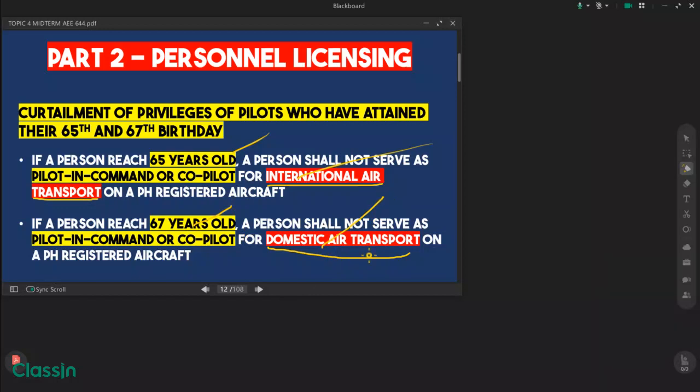Okay, so pag ang tanong, what is the limitation? Ibig sabihin nun, pwede lang po magpalipad ang isang piloto sa international air transport kapag below 65 years old. Ibig sabihin, 64 years old lang yung pinaka-maximum. So kapag domestic naman, below 67, ibig sabihin ang maximum lang po na pwede magpalipad ay 66 years old. So malinaw tayo doon na hindi kasama sa maximum yung pinaka-edad na 65 and 67. Ibig sabihin, pag 65 or 67 ka na, bawal ka na magpalipad in terms of international or domestic air transport. Okay? So, malinaw ha? Hindi yun kasama.